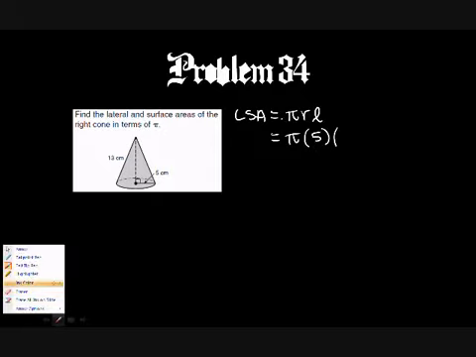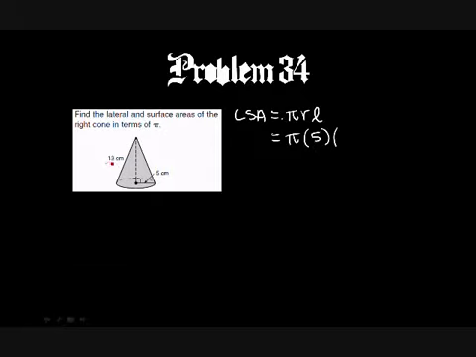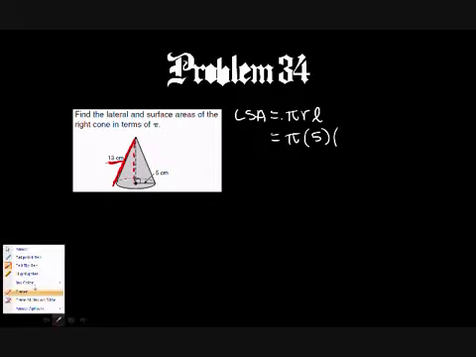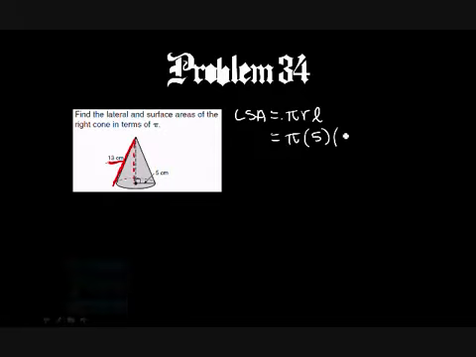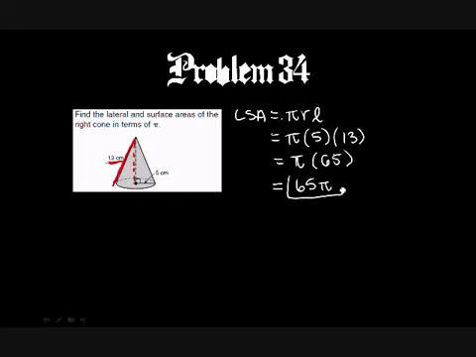And then on this particular picture, that slant height's a little confusing. This 13 here is the slant height. It seems like maybe they meant this part, but they don't. That's actually the slant height. So you don't have to do anything fancy with that. So 5 times 13 is 65, and we just write it in the correct order. And there's our lateral surface area.